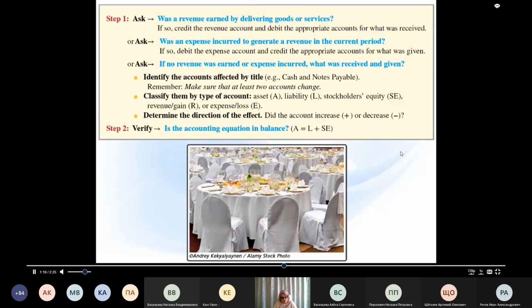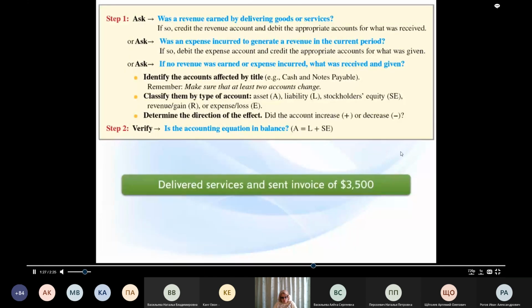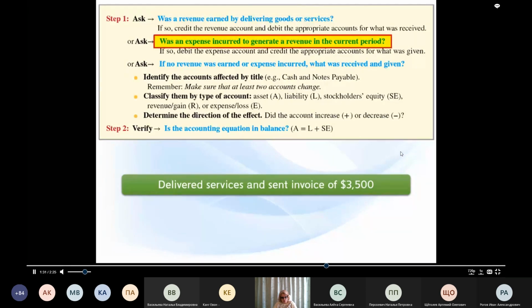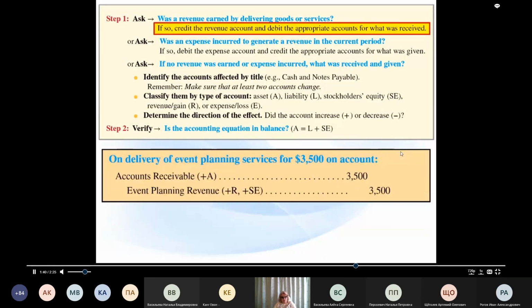Now, let's assume that Deanna delivers event planning services for another customer at the end of February and sends an invoice of $3,500. Again, let's start by asking whether or not a revenue was earned by delivering goods or services, or an expense was incurred to generate revenue in the current period. This time the answer is yes, a revenue was earned. The entry includes a debit to accounts receivable to increase that asset account, and a credit to event planning revenue to increase that revenue account.